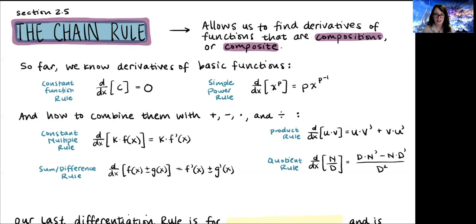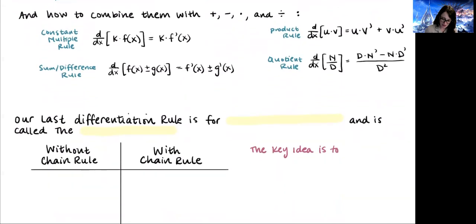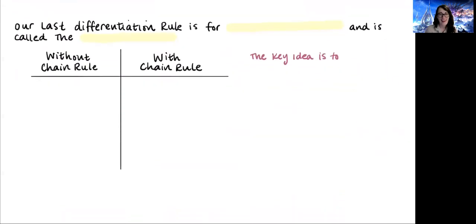Compositions or composite functions, this is a way that we can combine functions together. That's a little different than numbers, since we can't compose numbers together. But with functions, it makes sense because we have an input and an output. So this is, in fact, our very last differentiation rule. It is for composite functions or compositions, and it is called the chain rule. That's a general way of describing this rule.